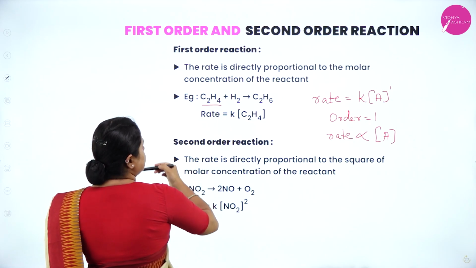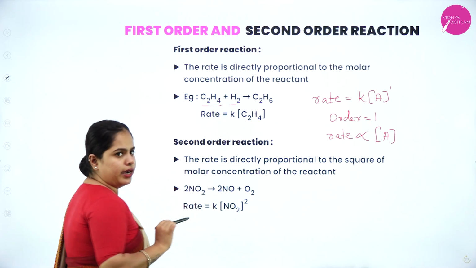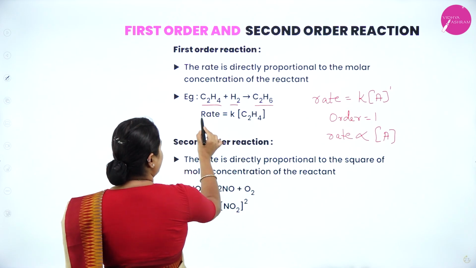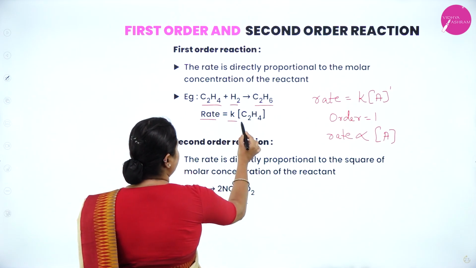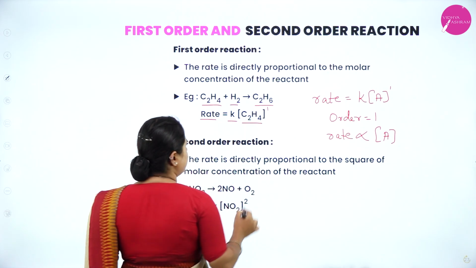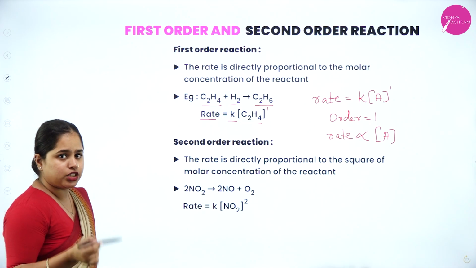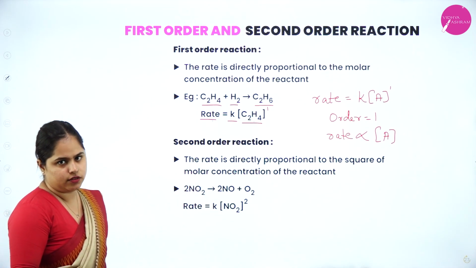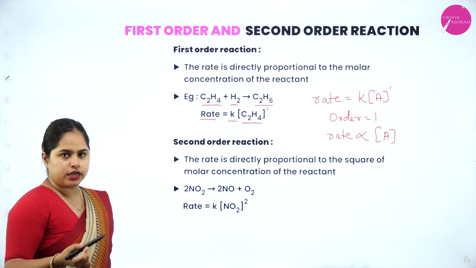Right. So here is an example of ethene reacts with hydrogen, that is hydrogenation process happens and forms ethane. So here you can see rate is equal to K into molar concentration of ethene. So you can see it is raised to the power 1. So this is a first order reaction, and in here rate of the reaction depends upon the molar concentration of ethene which is taken. Now moving on to next one, that is second order reaction.